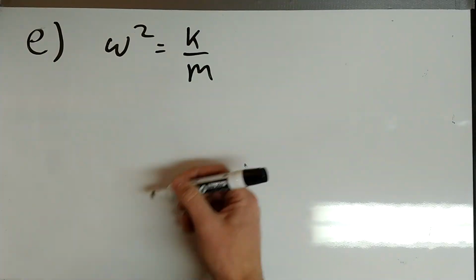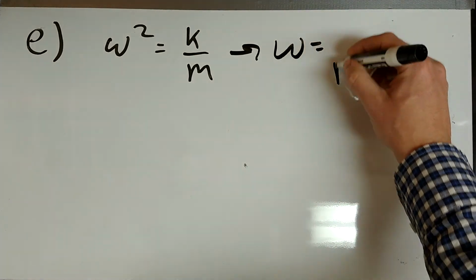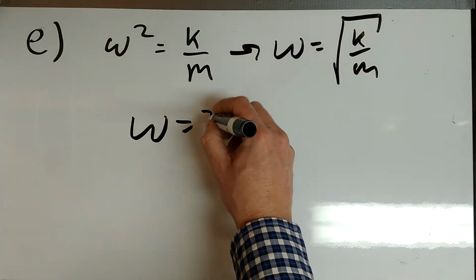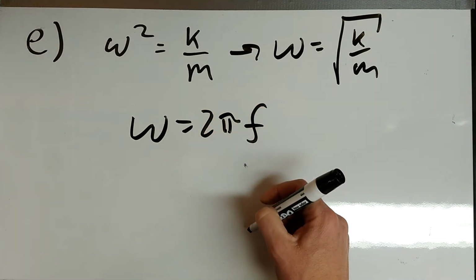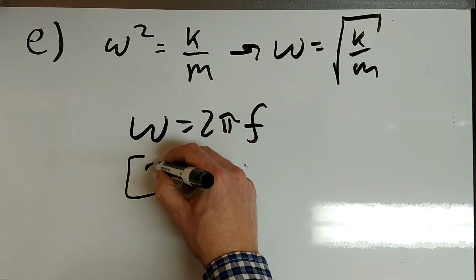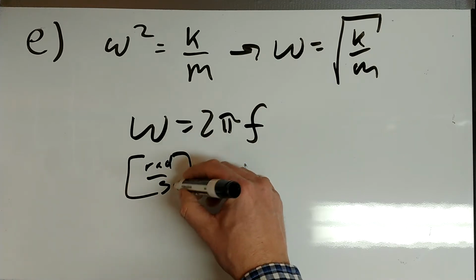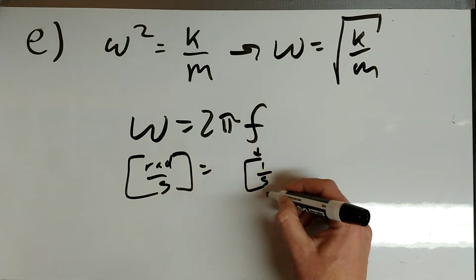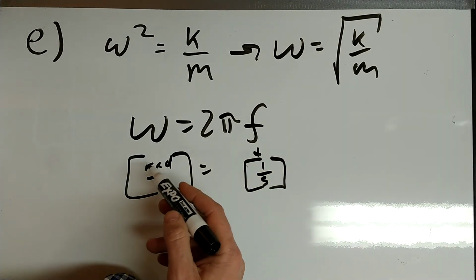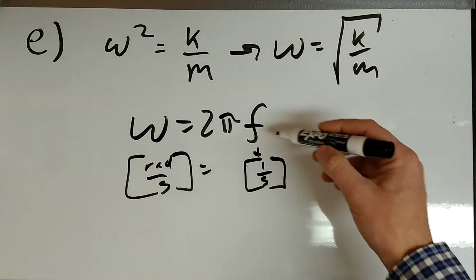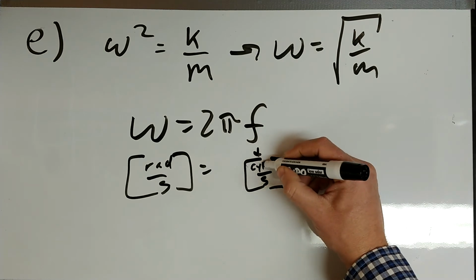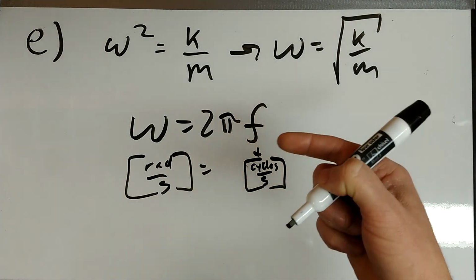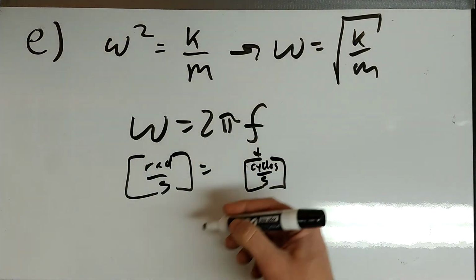So omega squared is k over m, which means omega is the square root of k over m. All right. Omega equals 2 pi times the frequency. This is in units of radians per second. Frequency is simply 1 over seconds. The radians gets confusing, but this is cycles per second, I should say. It's complete cycles per second. So there's 2 pi radians per cycle, so the cycles would cancel.